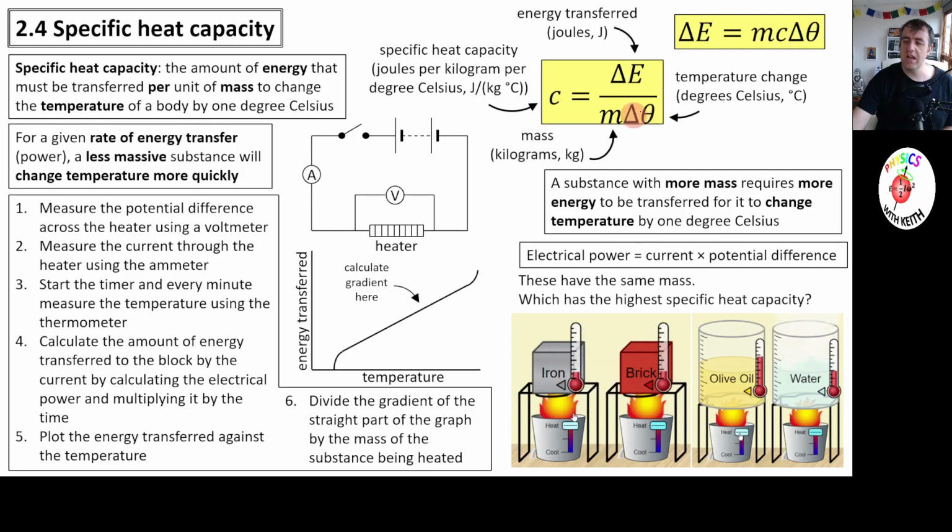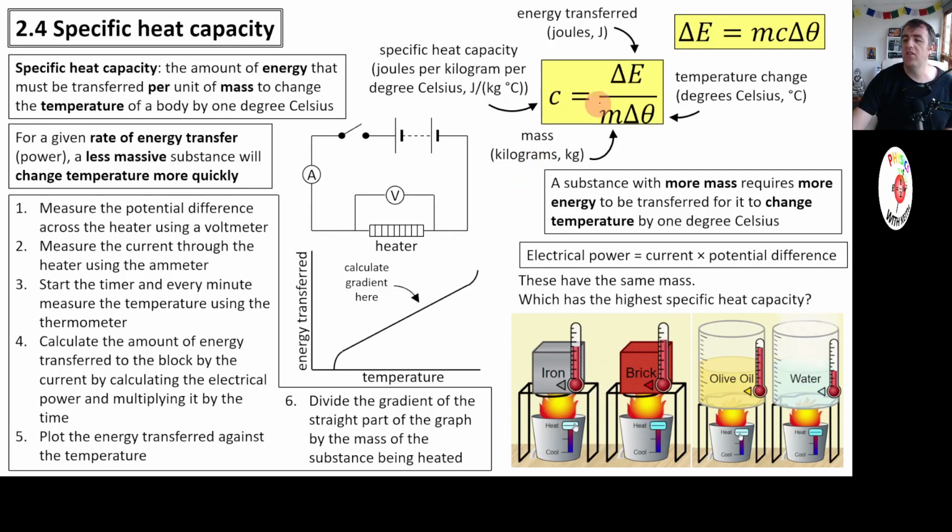Delta theta is the change in temperature. I'm using theta because the unit I'm using for temperature is degrees Celsius. If I were using Kelvin, I would use a capital T for temperature instead. But we'll cover all that when we do gas laws later on in the video series. m is the mass of the body. So the amount of energy that is transferred per kilogram per degree Celsius of change of temperature, that is what specific heat capacity is.